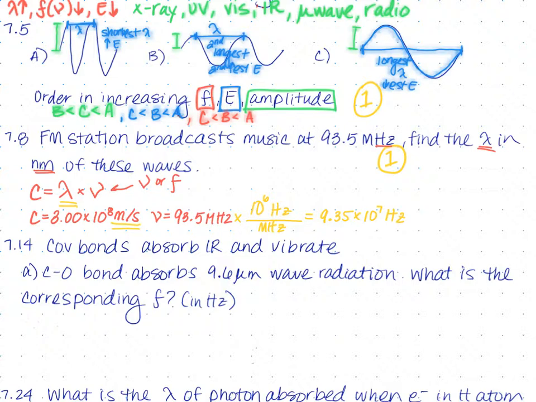Now I'm going to take that value and plug it into my original equation. I'll do that in green. So 3.00 times 10 to the 8 meters per second is equal to lambda, which I'm solving for, times 9.35 times 10 to the 7 hertz. Awesome. So if I divide by 9.35 times 10 to the 7 hertz on each side, I will get lambda by itself.